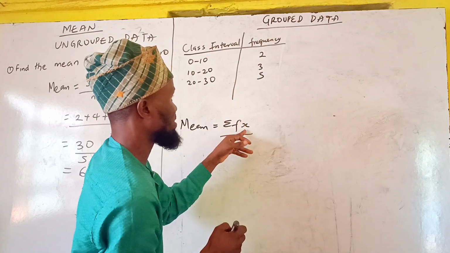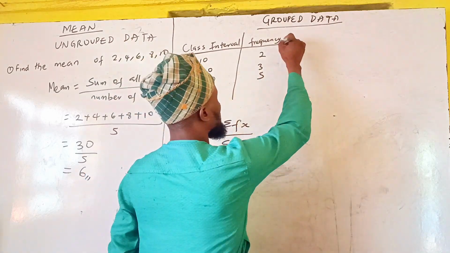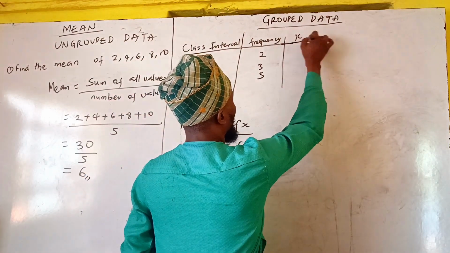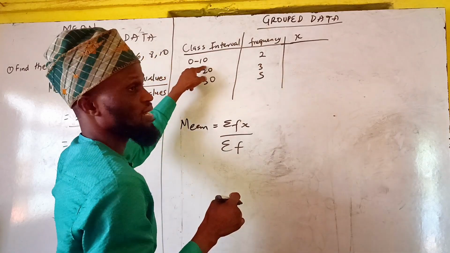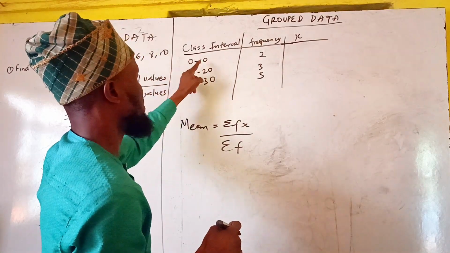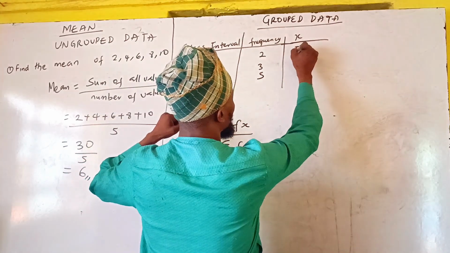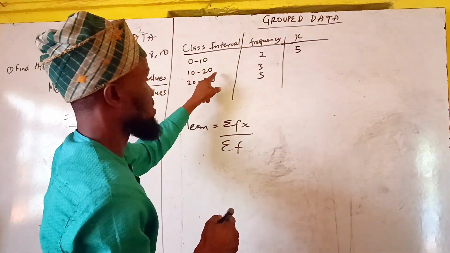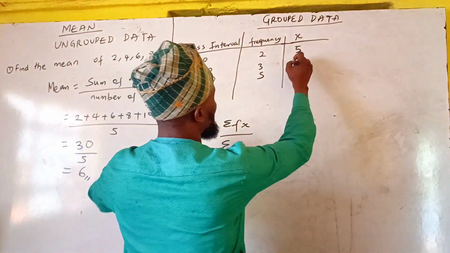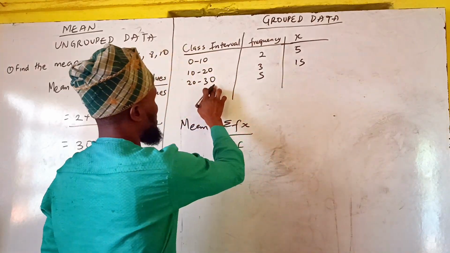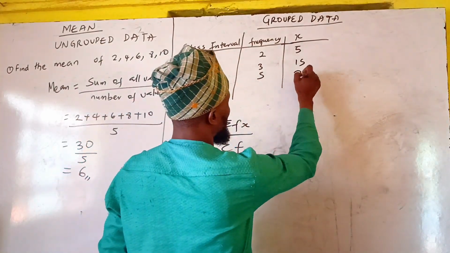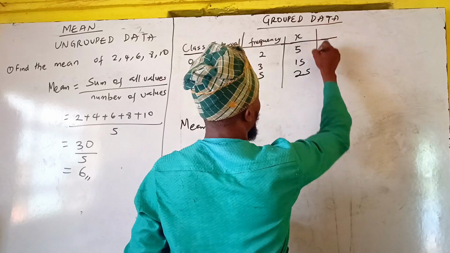Alright, the first thing we need is to get our x. x is the midpoint. How do you get x? You are going to add the lower class boundary and the upper class boundary together, and divide by 2. 0 plus 10 divided by 2 gives us what? 5. 10 plus 20, 30 divided by 2 gives us 15. 20 plus 30, 50 divided by 2 gives us what? 25.